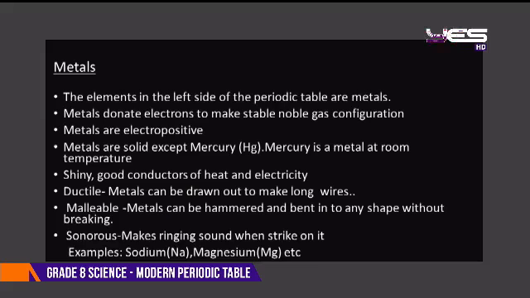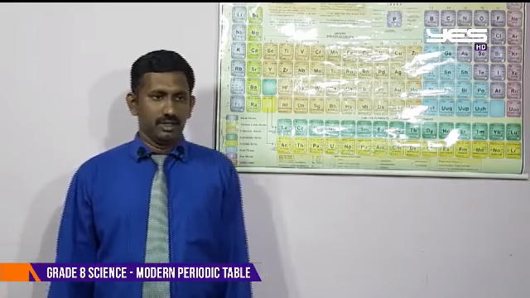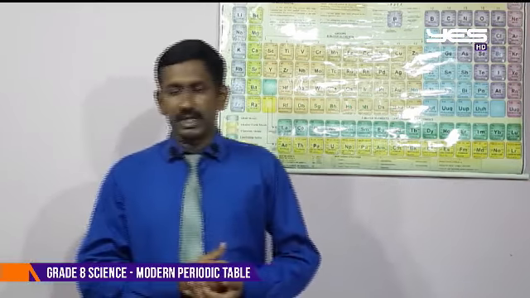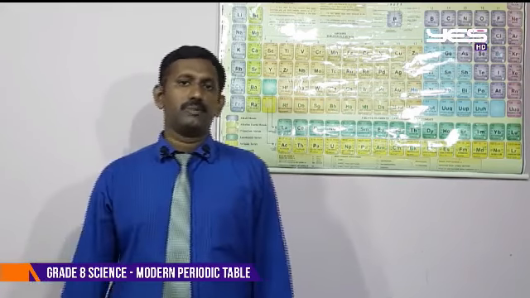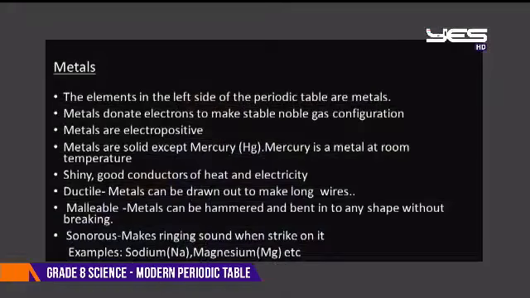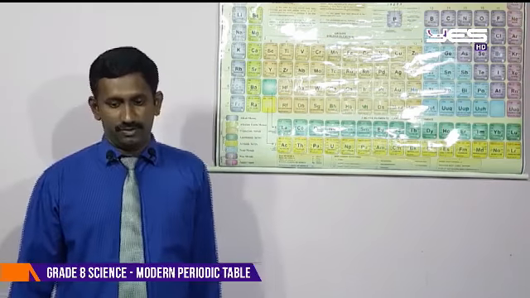The next one is malleable. What do you mean by malleable? Malleable means metals can be hammered and bent into any shape without breaking. By using a hammer we can hammer it and bend it into any shape without breaking, and that is known as malleable or malleability. Then sonorous. What do you mean by sonorous? That means metals produce a ringing sound when struck. That is known as sonorous.